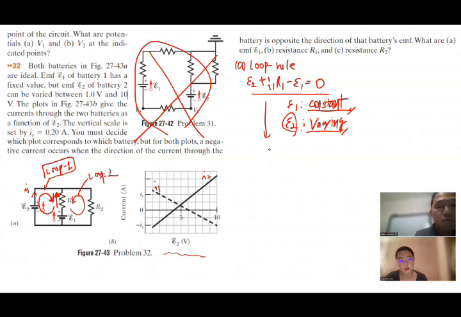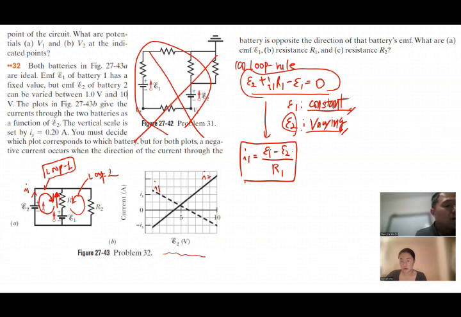So now from this relationship, I1 equals E1 minus E2, as you can see, over R1. If E2 is larger than E1, then that should be smaller than 0.